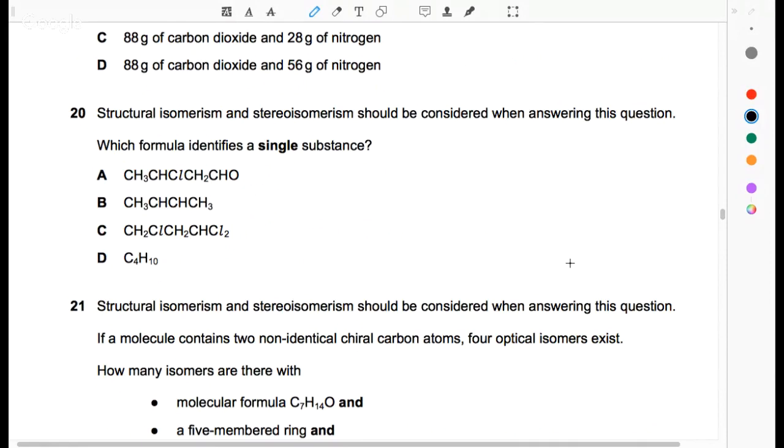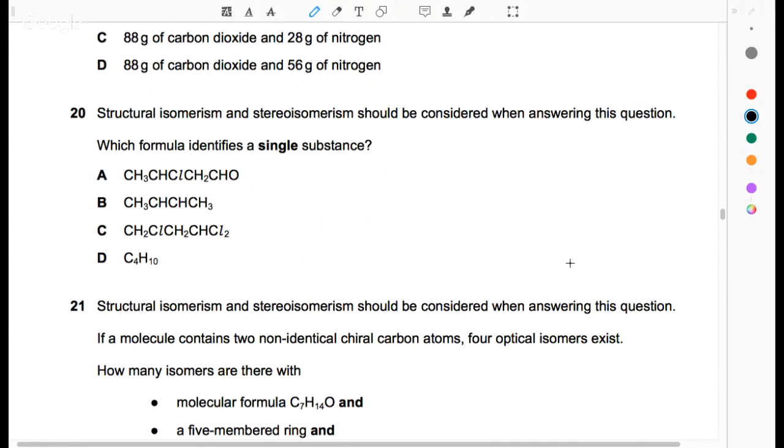I get that, but I've never heard of single substance. Oh, so that just means, if you look at the first part of the question, which one only has one of them? So which one does not have a structural isomer or a stereoisomer? It's not B, because B has a double bond, so it's likely to have a stereoisomer. In this case it in fact does, because you have the methyl group this way or that way.